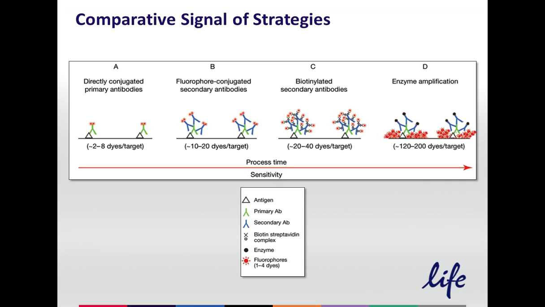Here's just a graphic that compares all of these different labeling strategies. You can see as you move from the far left-hand side, you have a direct conjugate. Then in B, you have a standard secondary detection. You've gone from 2 to 8 dyes in the target for the direct conjugate, now to 10 to 20 for a secondary. With a biotinylated, now you have 20 to 40 dyes per target. And finally, with a TSA detection, you have up to 200 dyes per target. As you increase to the right, you're increasing the processing time and potential background issues, but you're also increasing your sensitivity.